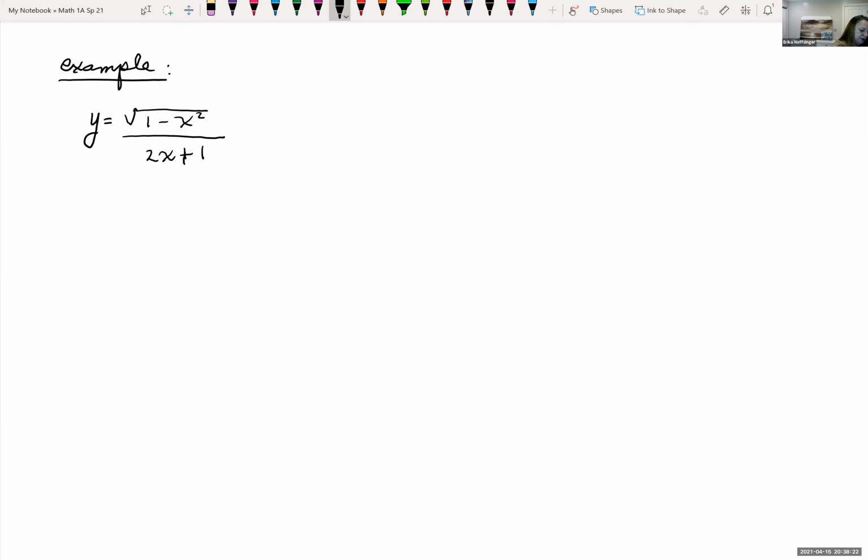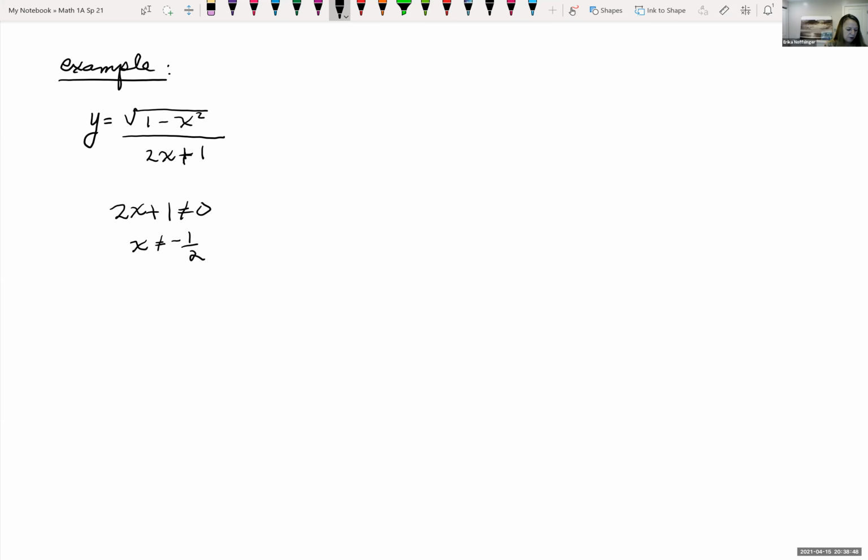So I noticed we do have some trouble spots here. There are values of x that set my denominator equal to 0, where the function is undefined. So I know 2x plus 1 cannot equal 0. That's not in my domain. So if I solve for x there, subtract 1, divide by 2, I know x cannot be negative 1/2.